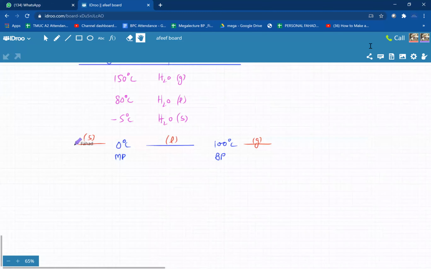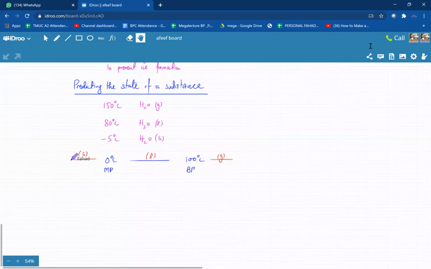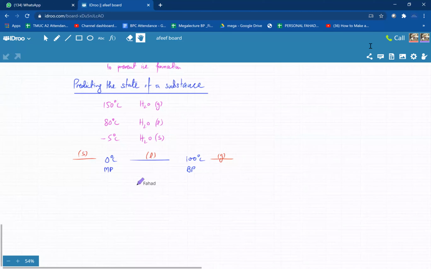So we're going to do the same thing to other substances as well. Let's pick another example, which we are not familiar with. We're going to use the same exact method. So another substance, let's pick oxygen for a second. Now remember, all substances exist in all three states, but it depends on at what temperature.